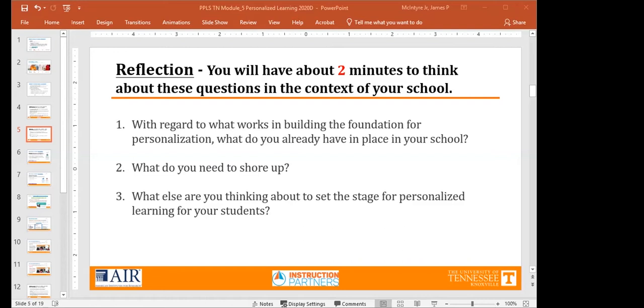And we'll go to a recorded video around some of the more concrete strategies that some schools have put in place, and to be able to think about what this looks like in a school context in terms of trying to lay the groundwork for personalizing learning for our students.